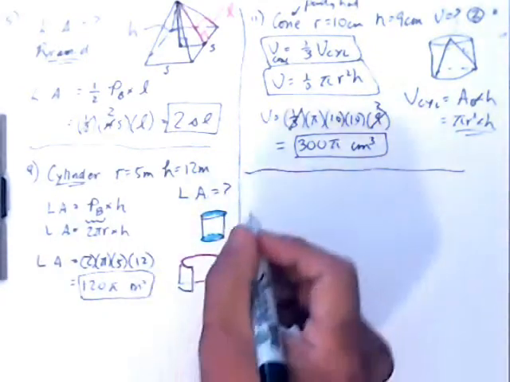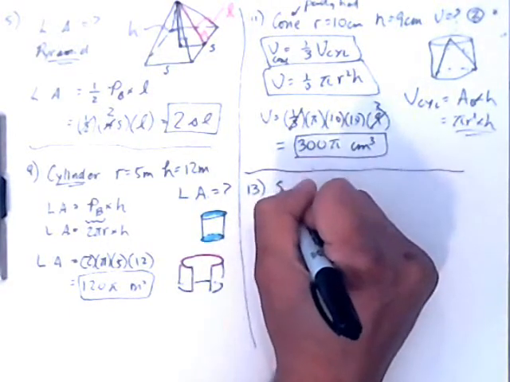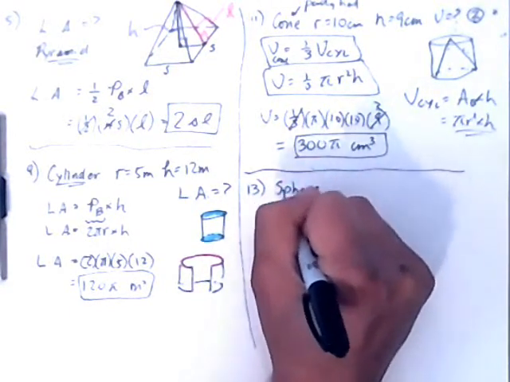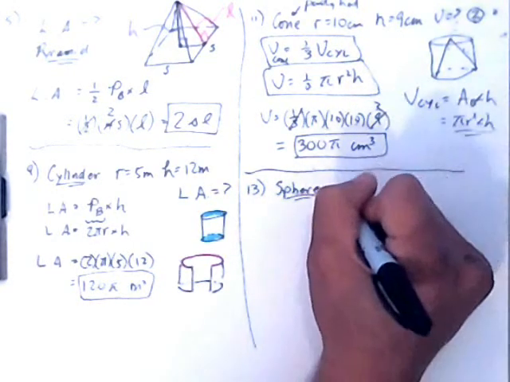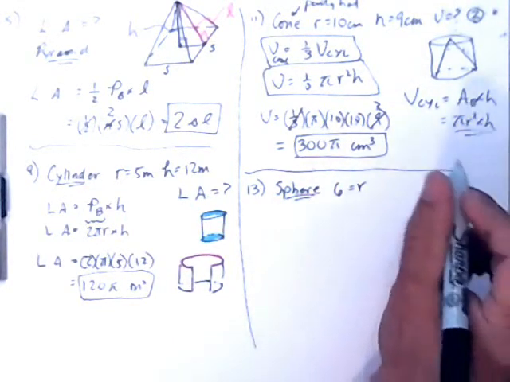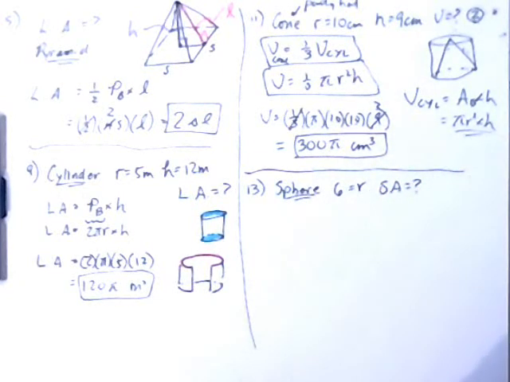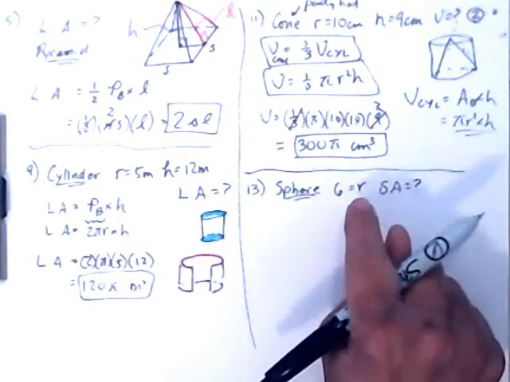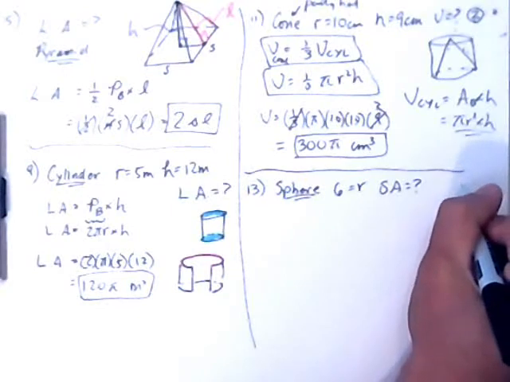I did number 13. Let's read the question. It's a sphere. This time, that's a key word, sphere. And I put the radius as 6 centimeters, and I want the surface area. So let's read the question one more time. A sphere with radius 6 centimeters has a surface area, or the area, equal to question mark.